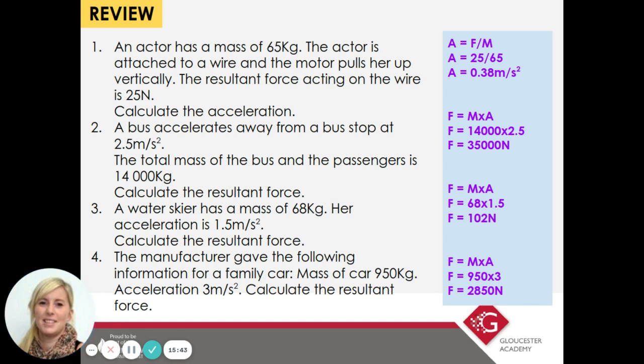And F equals ma is a relatively simple equation to work with. So it's about remembering F equals ma. Can you then put that into a triangle if that's the method that you like to use, and rearrange it to work out some of the other options?